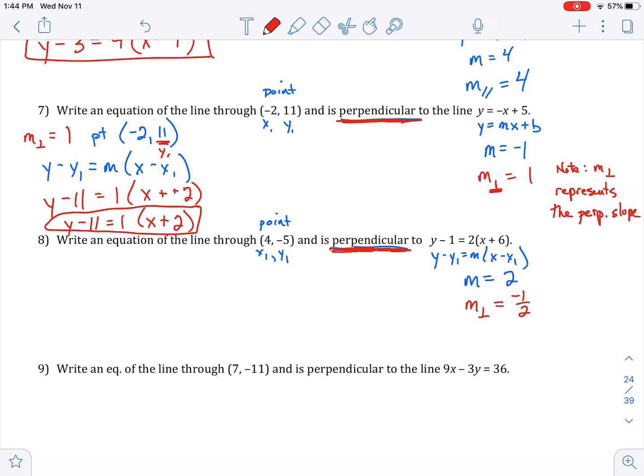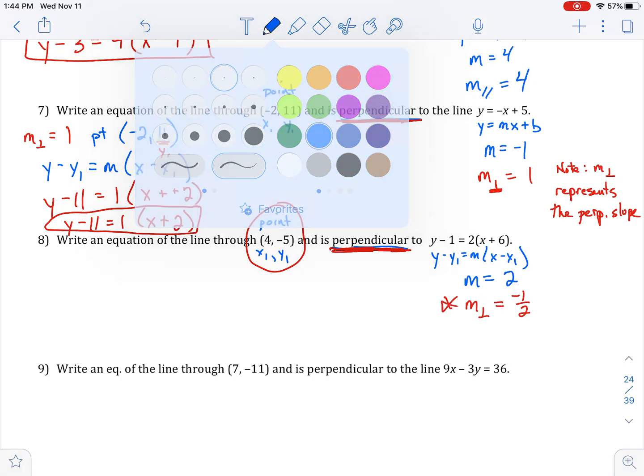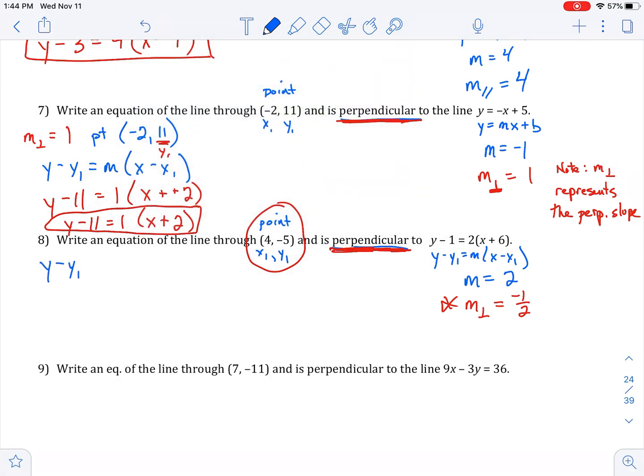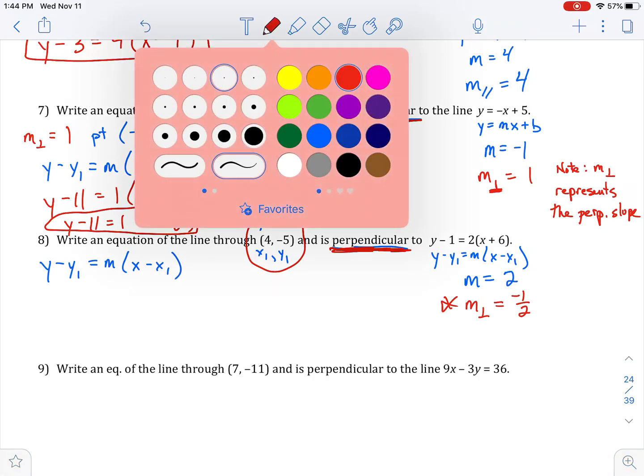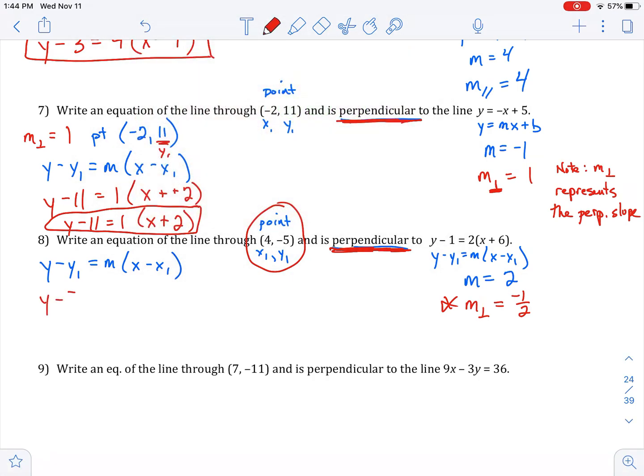If we are given a point and a perpendicular slope, when I write my function here, I'm going to be writing it in point slope form. As we substitute those values in, it's y minus, that's -5, equals a slope of -1/2 times parentheses x minus 4. I'm going to be aware here of double negatives, so that's y plus 5 equals -1/2 parentheses x minus 4.